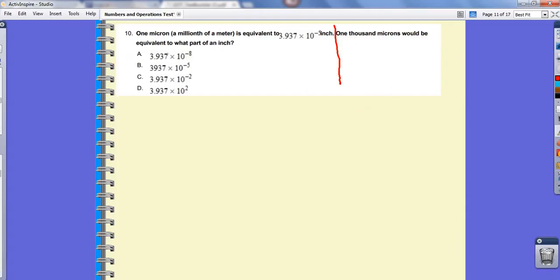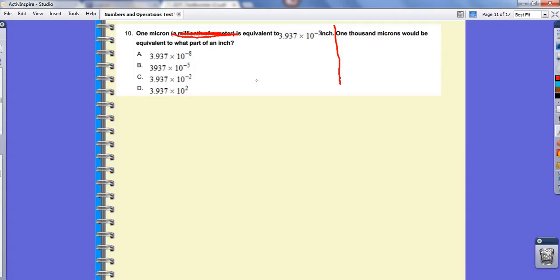Because I'm going to look, okay, the first part of this, all it's doing is giving me information. It's just telling me, a micron is 1 millionth of a meter. That's it. All that is just information that it gives you. It's not really needed for this, because here's what it's asking. 1,000 microns would be equivalent to what?